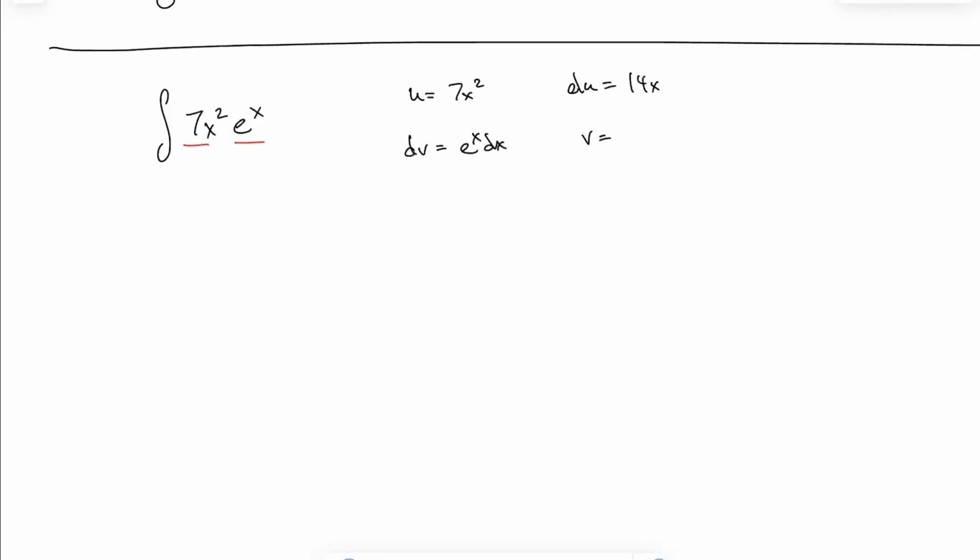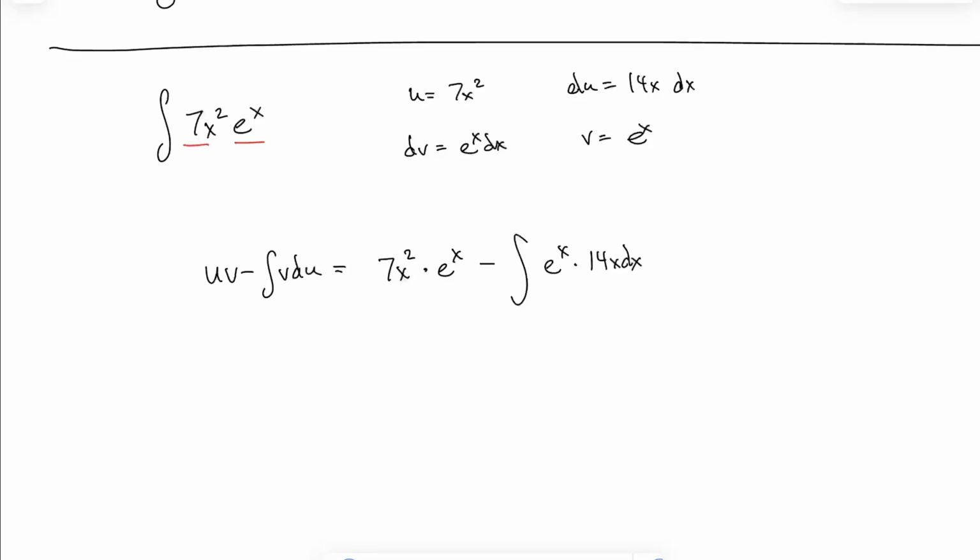And so v is the integral of that, which is, again, e to the x. Sorry, my du should have dx in it. All right. These are my parts. Plug into the parts formula: uv minus integral v du. If I say it enough times, maybe we'll all remember it. The u is 7x squared times the v is e to the x, and then minus the integral. V is e to the x. The du is 14x dx. All right.